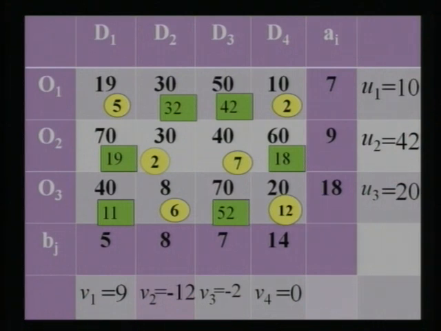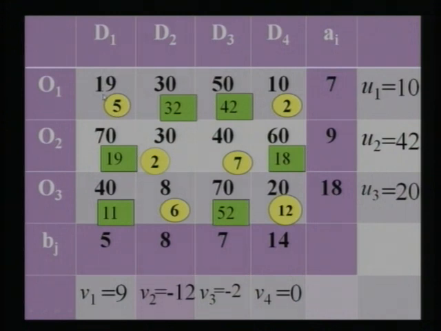What is the optimum solution? The yellow circles are the basic variables. That is our optimum solution. So that means one should transport 5 units from O1 to D1, 2 units from O1 to D4, 2 units from O2 to D2, 7 units from O2 to D3, 6 units from O3 to D2, and 12 units from O3 to D4. And the total cost should be calculated in this manner.